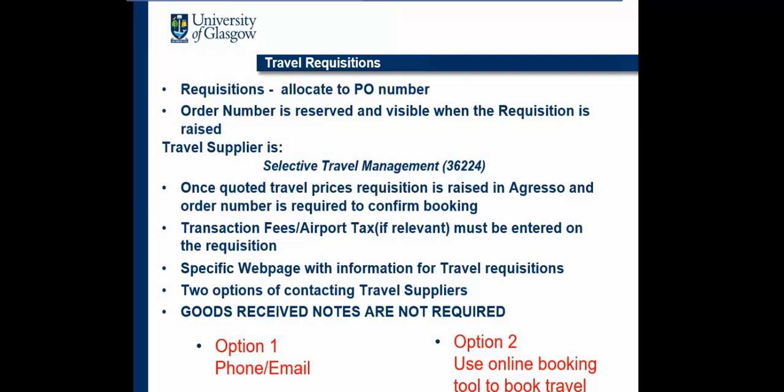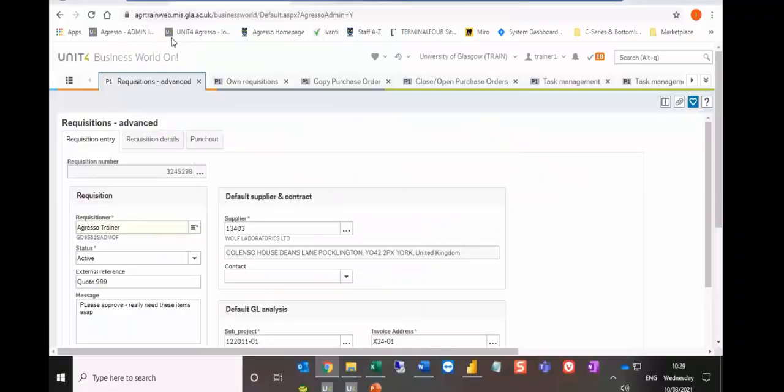For all our travel when we use Selective Travel Management, the goods receipt notes are not required. The system will automatically do a goods receipt note for you, so that when the invoice comes in, it'll just be able to be processed. The reason for this is most people book travel for maybe next September, if we're lucky, so they might not do the goods receipt note until the actual travel, but we pay up front. So we automatically do a goods receipt note for these types of purchase orders.